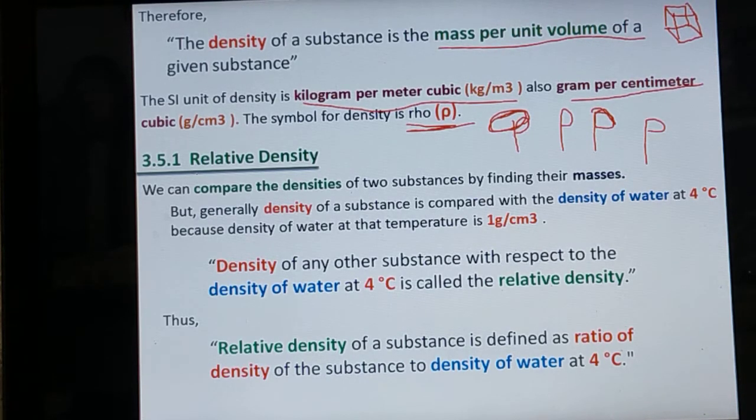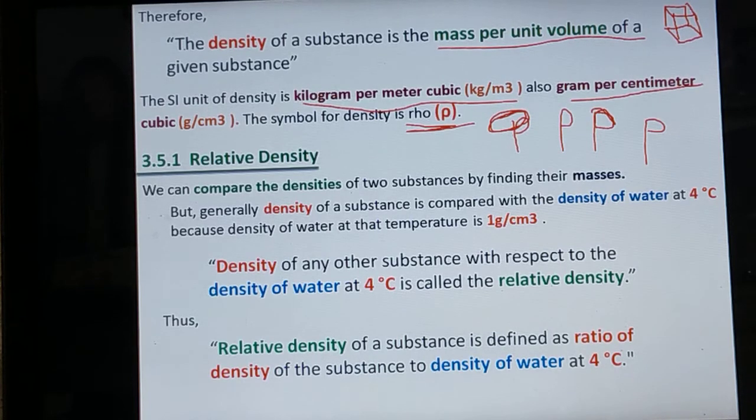Right. Relative density. What is the relative density? It is nothing but comparing the density of an unknown substance with the density of water at 4 degrees Celsius. That is called relative density. Able to follow me? Relative means we are going to relate two things. Here, the density of the unknown liquid is compared with the density of water at 4 degrees Celsius. This is called relative density.